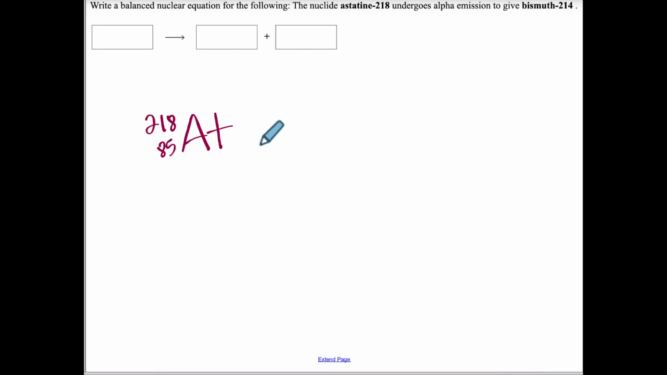We have our arrow there, and any time that it says undergoes alpha emission or undergoes beta emission, that means that the alpha or the beta is going to be on the right side of the equation. It is being given off by the nucleus. So we have an alpha particle here, which is a helium nucleus, so 4 and 2.